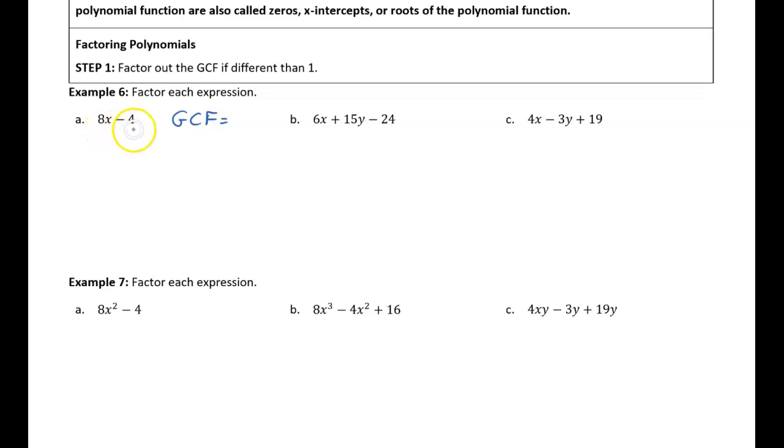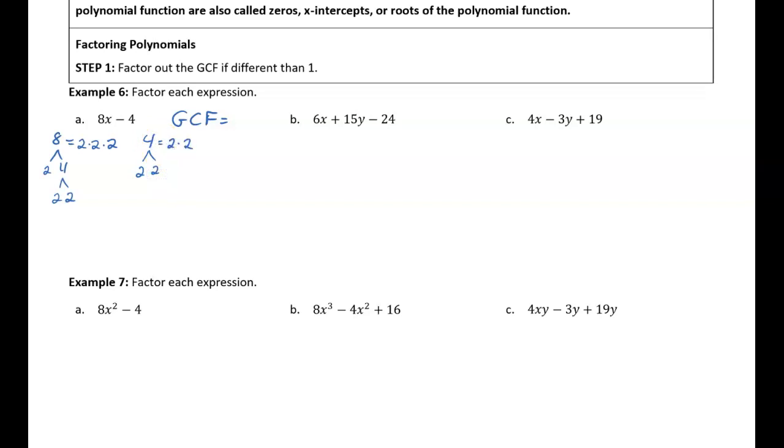I can already tell my greatest common factor is not going to have a variable in it because the 4 does not have an x on it, but the 8 does, so no variable. Let's look at the numbers. What factor do 8 and 4 have in common? If I do a quick little tree here, well, 8 is 2 times 4. 4 is 2 times 2, so my prime factorization would be 2 times 2 times 2. And if I do the same thing for the 4, well, that's 2 times 2.